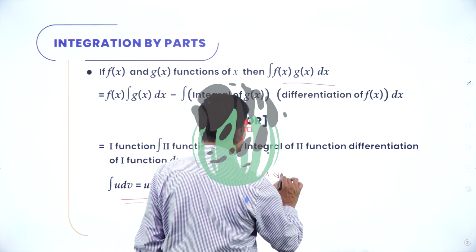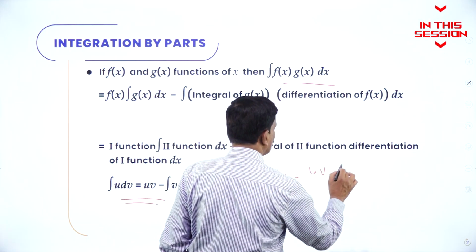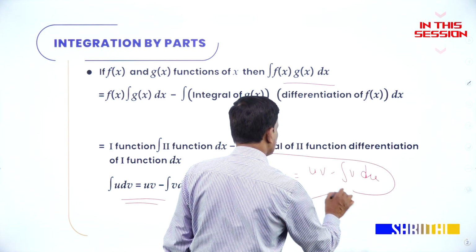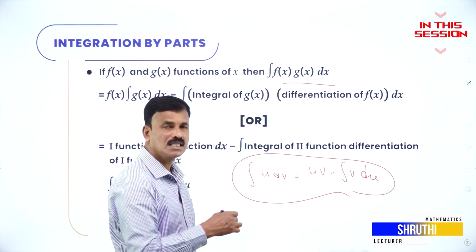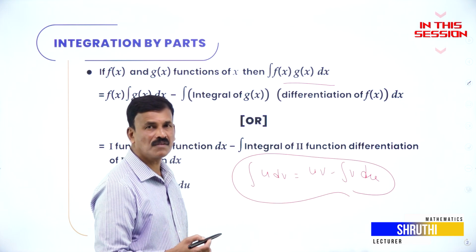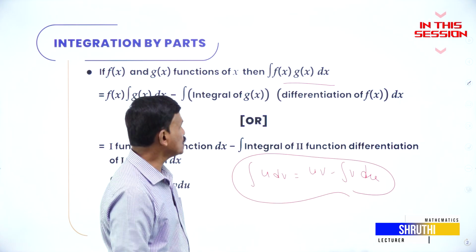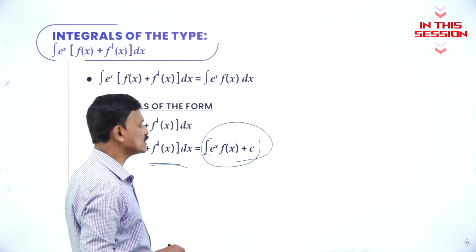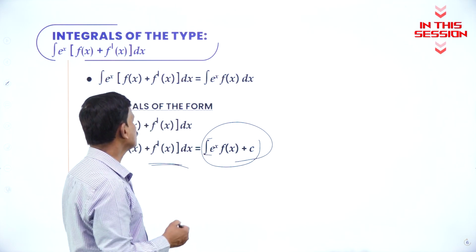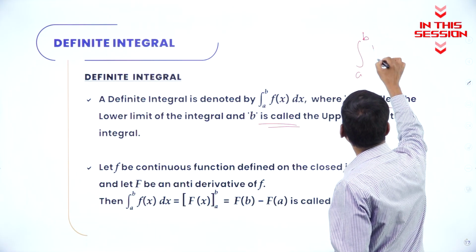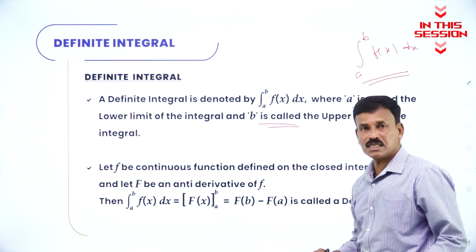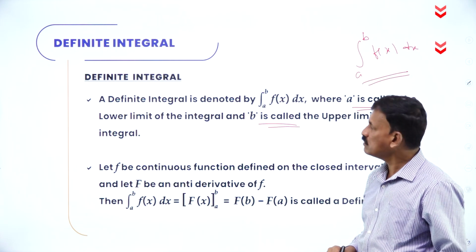Integral of u dv is equal to uv minus integral v du. That means first function into integral of second function minus integration of second function into differentiation of first function. So integral of e to the power of f of x plus f dash x dx is always equal to e to the power of f of x plus c. Integral a to b f of x dx is called a definite integral where a is called the lower limit and b is called the upper limit.